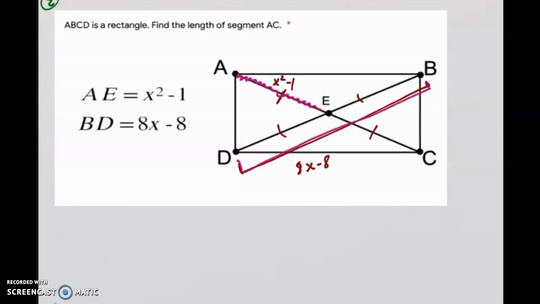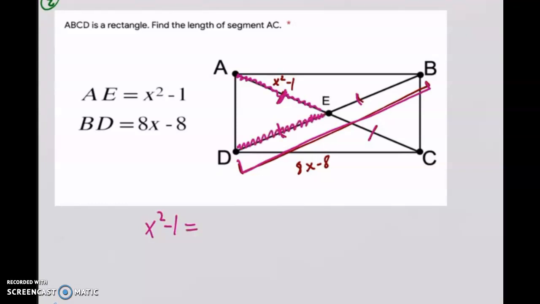In a rectangle, think about what we know. We know that all the parts of the diagonal are the same length because diagonals are congruent and diagonals bisect each other. So we can actually set x squared minus 1 equal to just this segment right here.